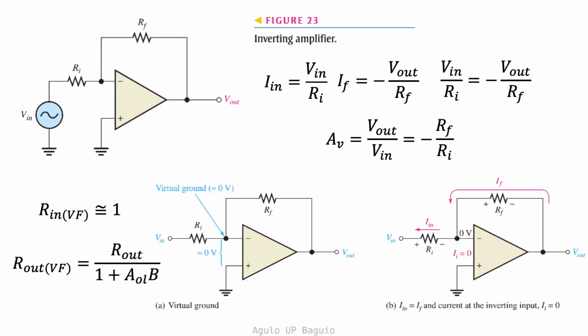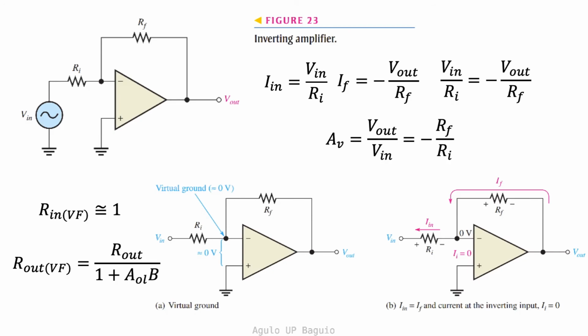We can solve for the input current with respect to ground to be equal to the input voltage divided by the input resistance. We can also solve for the feedback current with respect to ground to be equal to the negative of the output voltage divided by the output resistance. The sign is negative since the current flows from the ground to the output terminal. Since the input current and the feedback current are the same, then solving for the voltage gain, we have the expression shown. This circuit is called the inverting amplifier.